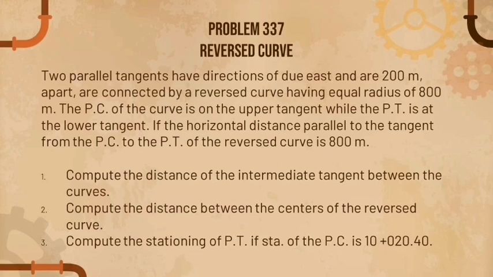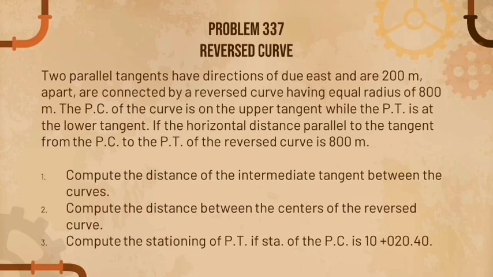So let's get started. Two parallel tangents have direction of due east and are 200 meters apart, connected by a reverse curve having equal radius of 800 meters. The PC of the curve is on the upper tangent while the PT is at the lower tangent. If the horizontal distance parallel to the tangent from the PC to the PT of the reverse curve is 800 meters, for number 1, compute the distance of the intermediate tangent between the curves.